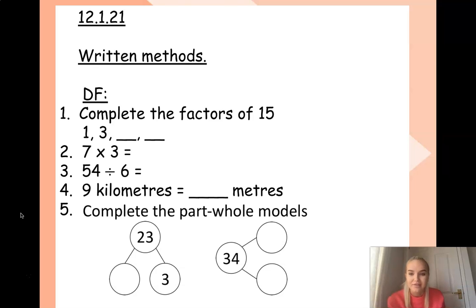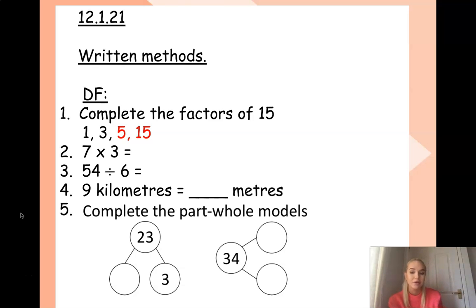15, fantastic. So we know that 15 is a factor of 15. If we have the factor 3, what is the other factor to make the factor pair of 3 multiplied by something to get 15? Well done, it's 5. So that means the factors of 15 are 1, 3, 5 and 15.